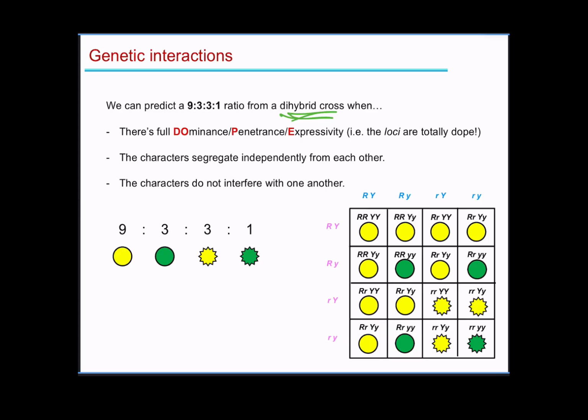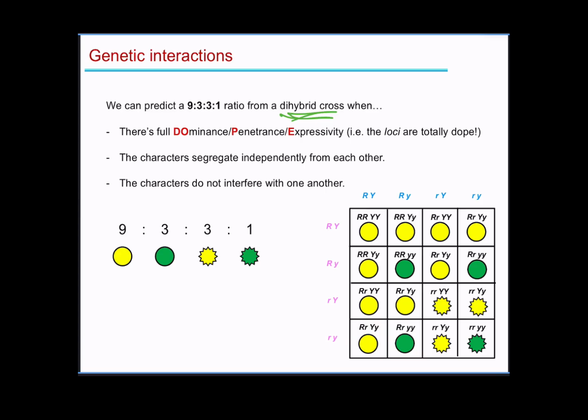Okay? So the bottom line is that all of this ability of predicting a 9 to 3 to 3 to 1 really comes from the assumption that parents are placing alleles for these 2 loci into gametes independently from each other. That what happens to alleles from one locus will not affect what's happening to alleles of the second one. Okay? And finally, and this is what we'll discuss the rest of today, there is the assumption that characters do not interfere with one another.